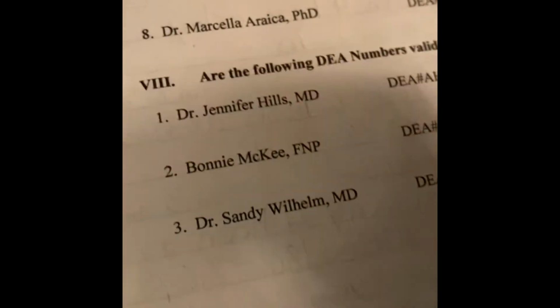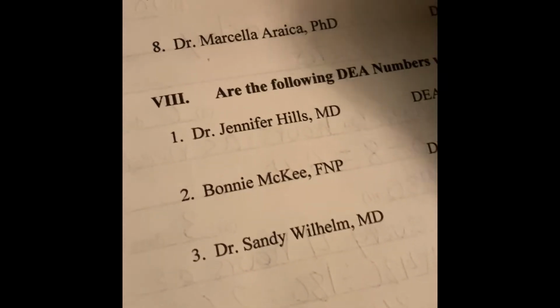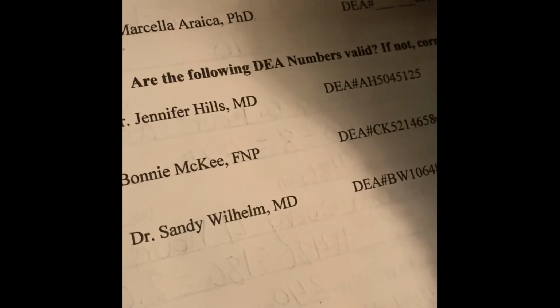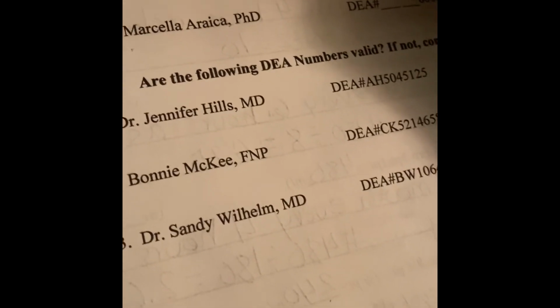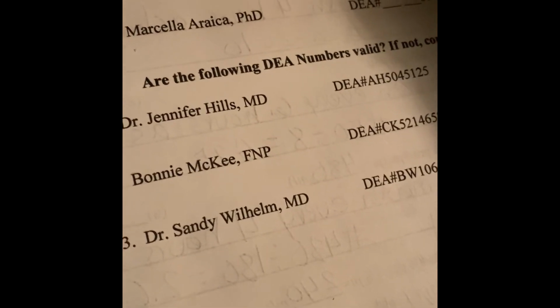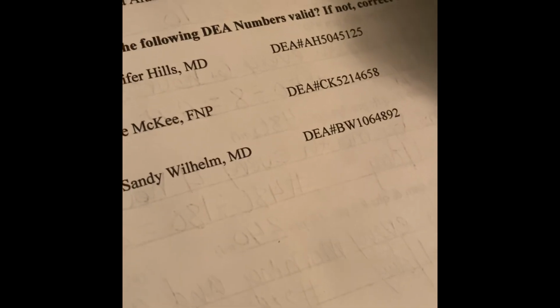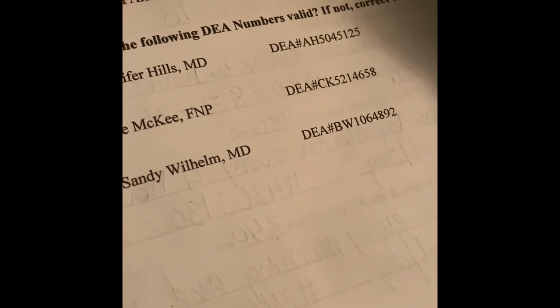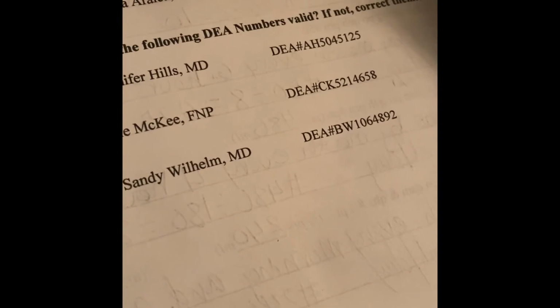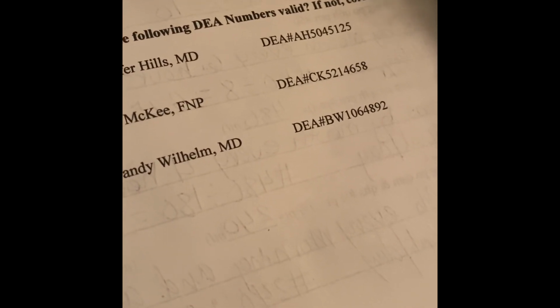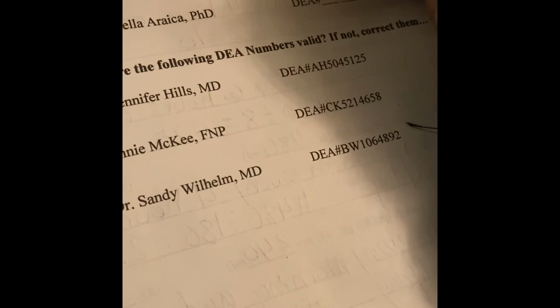Okay, so number 7 is Sandy Nash, which is a PA. So she gets CN. 7 plus 0 plus 5, which equals 12. And then 3 plus 2 plus 3, which equals 8. Times that by 2, which gives you 16, plus 12, which gives you 28. So the last digit's going to be an 8.